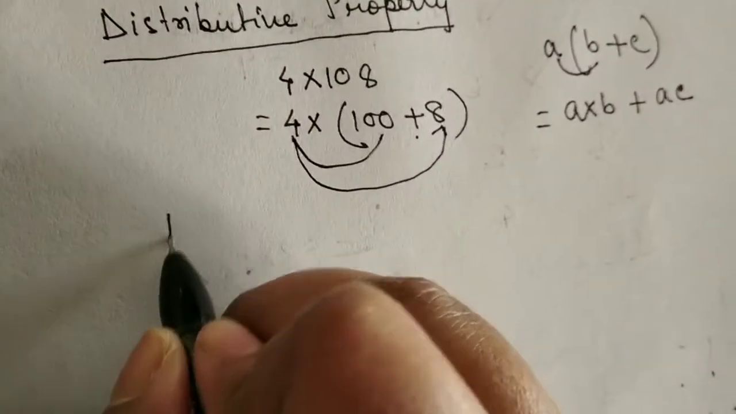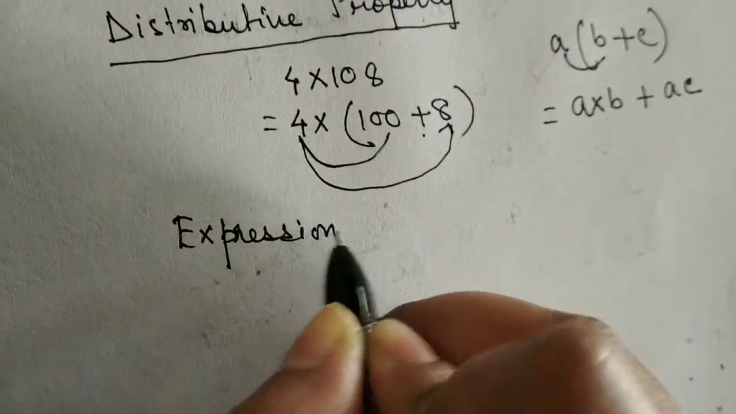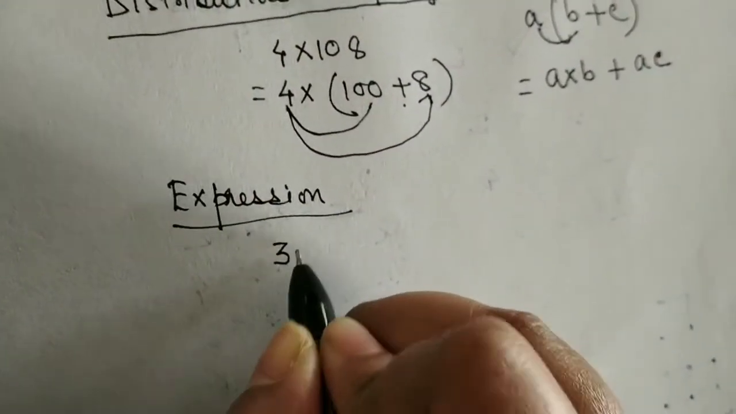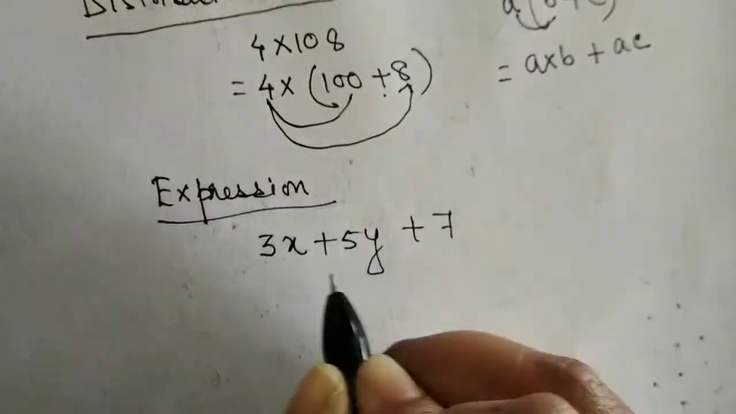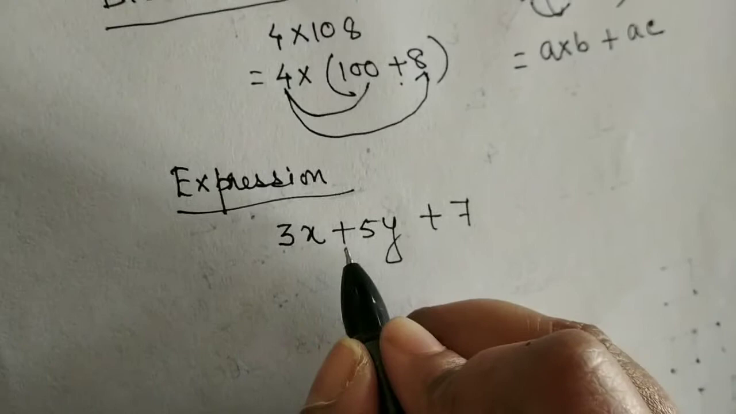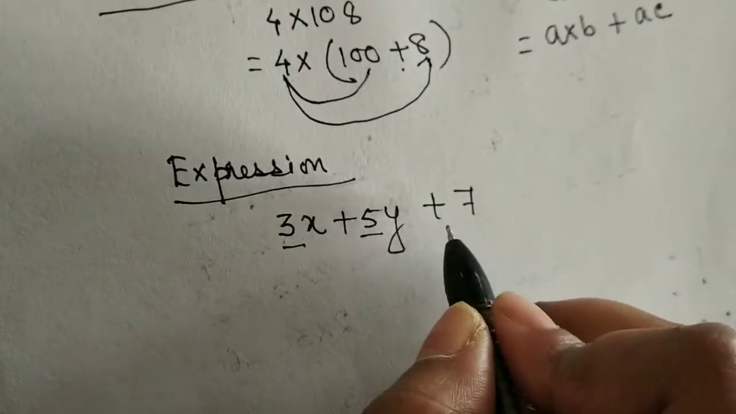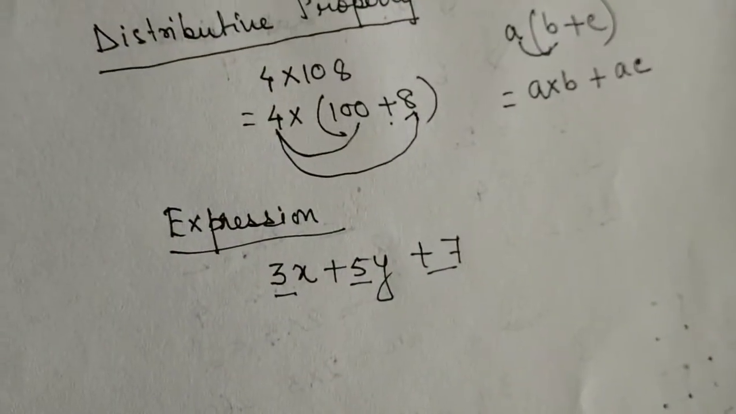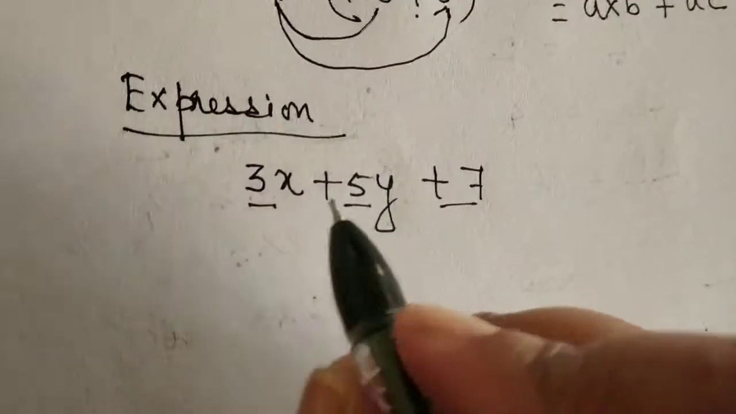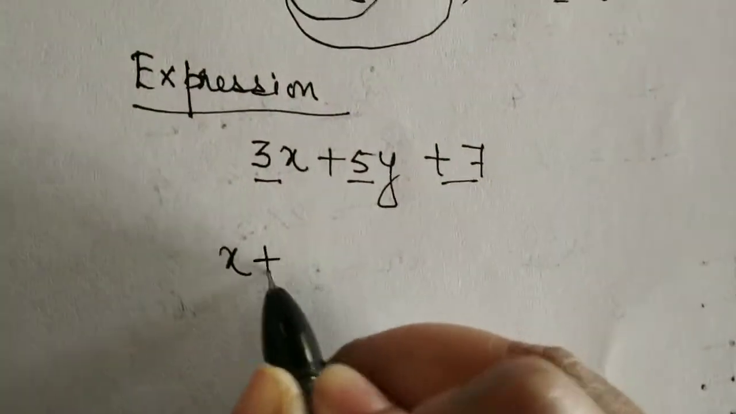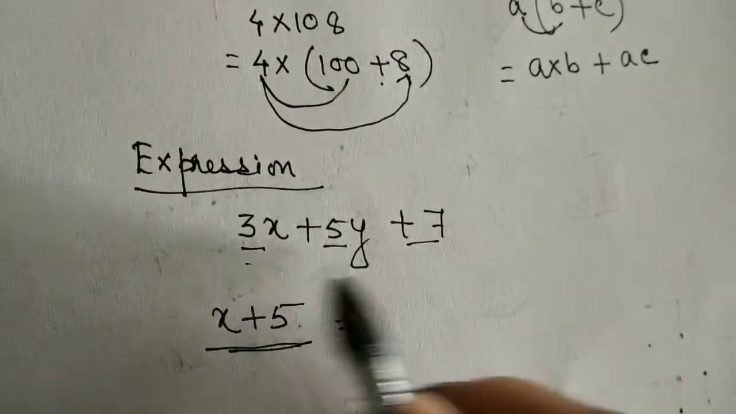Now what do you mean by expression with variable? Suppose I write 3x plus 5y plus 7, these are called expressions. Here we can put a minus sign also. So these are called expressions. Here terms are used to form an expression. Now suppose I write x plus 5, so what will be the expression over here? Here this is the expression.